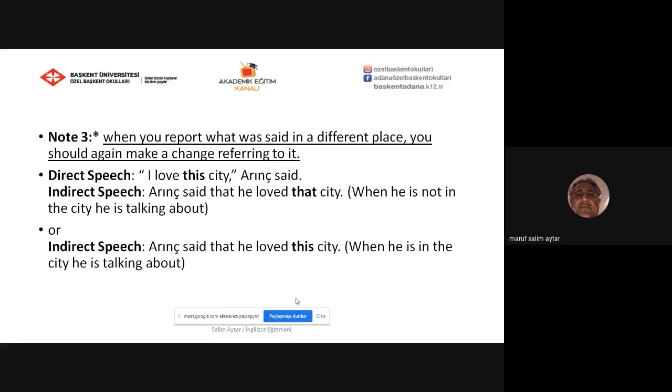Or Orange said that he loved this city. Why do we have to use this here? Because Orange is in the city he is talking about right now.